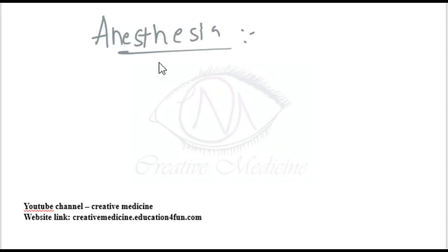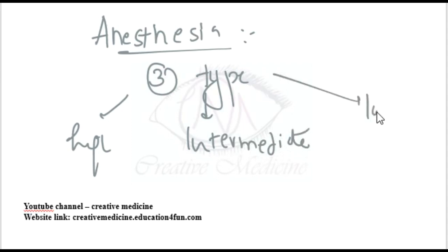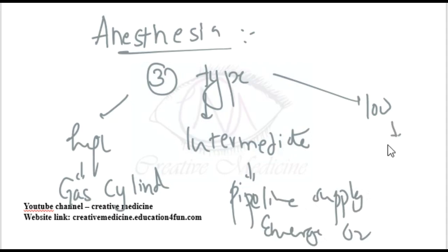The modern anesthesia machine has three types of pressure systems. We have high pressure system, intermediate pressure system, and we also have low pressure system. High pressure system includes mainly the gas cylinders. Intermediate pressure system mainly involves the pipeline supply along with the oxygen flush, that is emergency oxygen flush, and low pressure system includes oxygen and nitrous oxide flow meter. So these are the high pressure system, intermediate pressure system, and low pressure system.